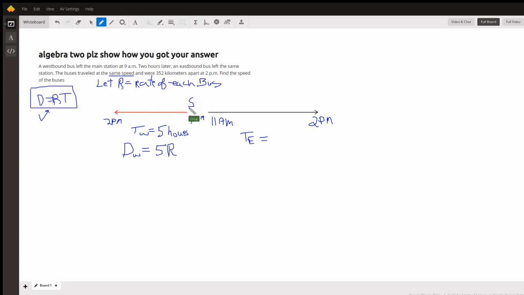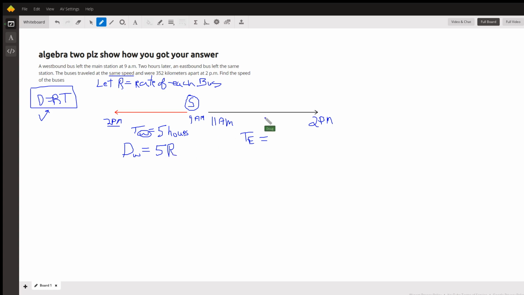And here we are at the station at 9 a.m. The westbound bus heads out westbound from the station, leaving at 9 a.m. And at 2 p.m., we're going to calculate the distance that that bus has traveled. Well, from 9 a.m. to 2 p.m. is 5 hours. So we say the time traveling west, t sub w, was 5 hours. And so since distance equals rate times time, the distance traveled by the westbound bus is rate times 5, or 5r.